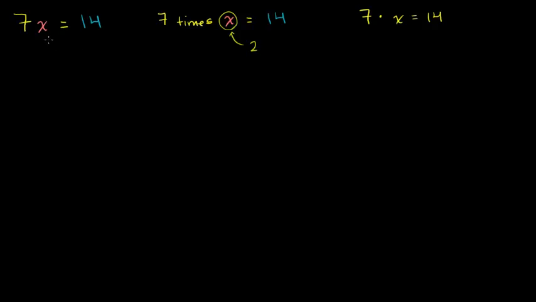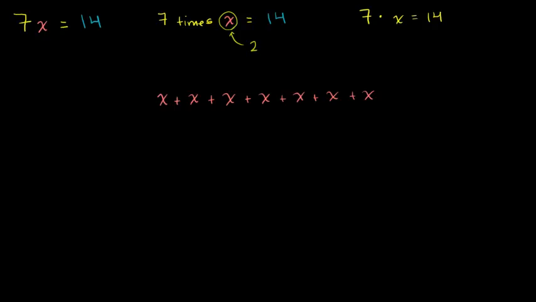Now, to understand how you can manipulate this equation to solve it, let's visualize this. So 7 times x, what is that? I'm just going to rewrite this equation, but in visual form. So 7 times x literally means x added to itself 7 times. That's the definition of multiplication. So it's literally x plus x plus x plus x plus x, that's 5 x's, plus x plus x. So that right there is literally 7 x's. This is 7x right there.